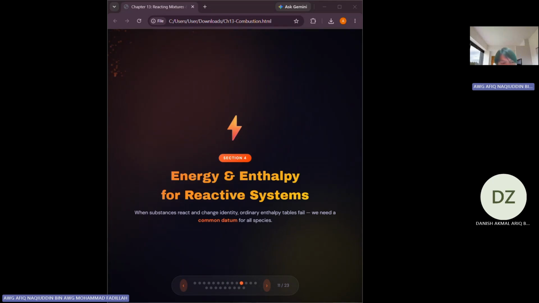Section 4, energy and enthalpy for reactive systems. This is where chapter 13 gets really interesting and slightly more challenging. We need to rethink how we assign enthalpy values when substances change identity during a reaction.